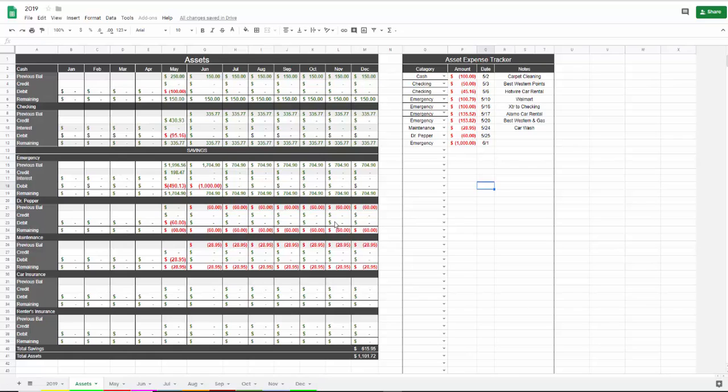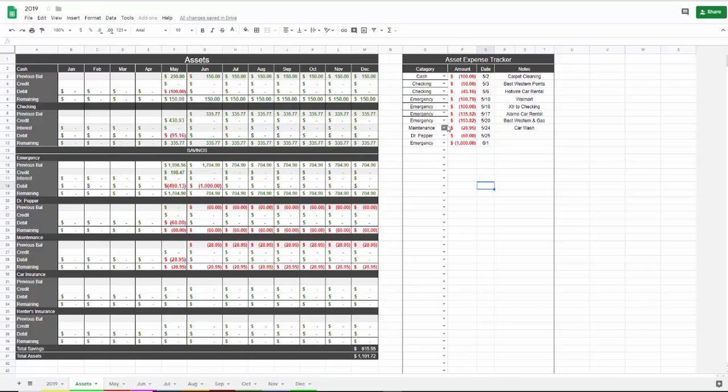just to kind of go over our asset tracker. This is our asset expense tracker. So anytime we have to pull money from like our cash, our savings account, or our checking, we track it here. And it's always going to be a negative, and it will be adjusted here.